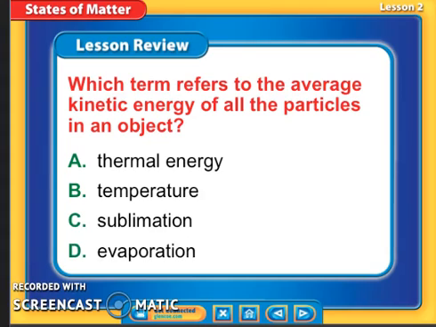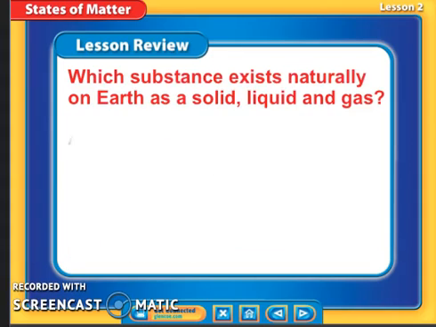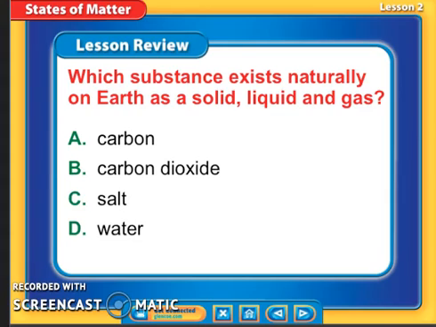Think about if you can understand this. Which term refers to the average kinetic energy of all particles in an object? When you take its temperature. Okay, go ahead and pause this to see if you can guess this before I click the button. Which substance exists naturally on Earth as a solid, liquid, and a gas? If you said water, you are correctamundo. Water is the one that is a solid as ice, liquid as water, and gas as water vapor. You're actually breathing water vapor all the time.